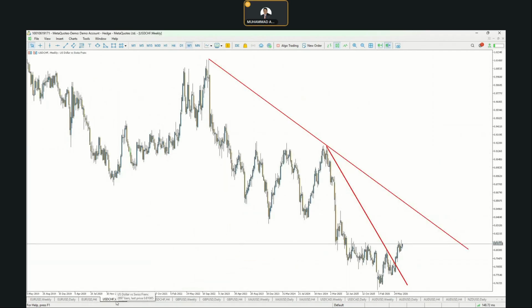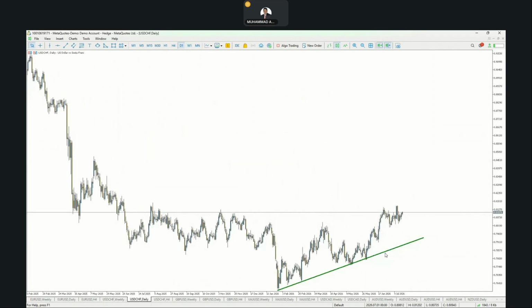Next one is the USD Swiss franc. USD Swiss franc, we got this bullish breakout, but again, same story. This is the resistance level right up over here in the weekly time frame of US dollar Swiss franc, and the market is currently finding some resistance over here. In the daily time frame, we have this nice support of this upward sloping trend line over here.